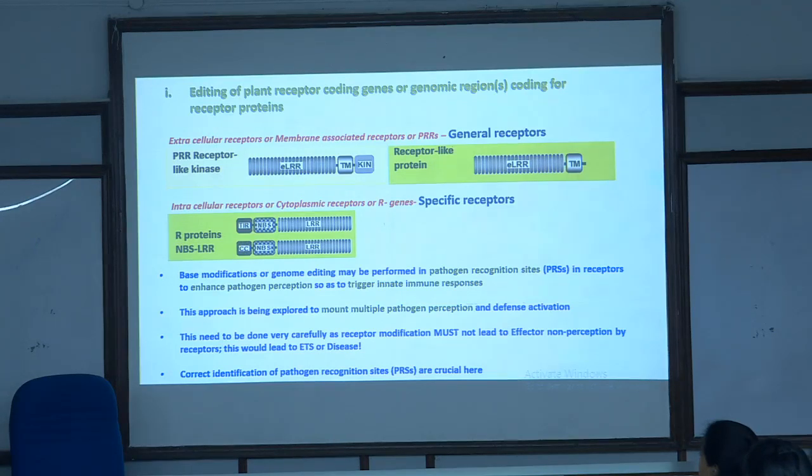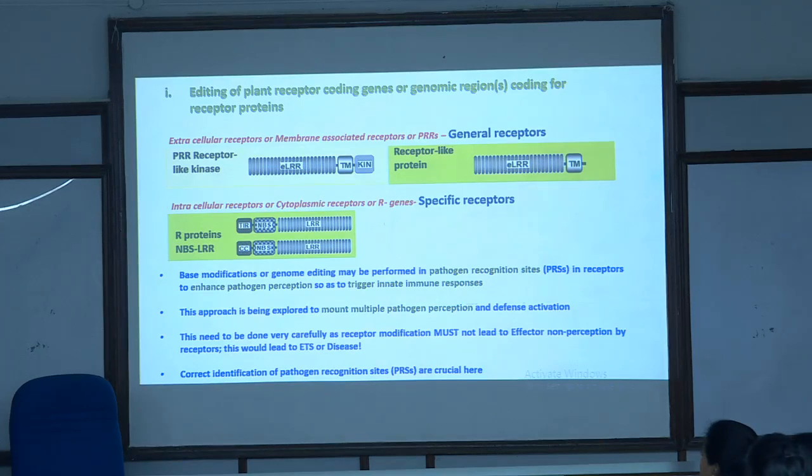What I want to mention here is that in those receptors, please remember I was talking about ELRR in the case of plants, in the case of PRRs, and LRR in the case of R proteins. Remember, they are the place where the pathogen associated molecules are going to interact, what is called pathogen recognition sites, PRS, right, in receptors, to enhance pathogen perception so as to trigger innate immune response. This is one hypothesis. You can bring a specific base change in those LRR so that you can increase the perception capabilities of those receptors. It's very interesting and revolutionary thinking, right?